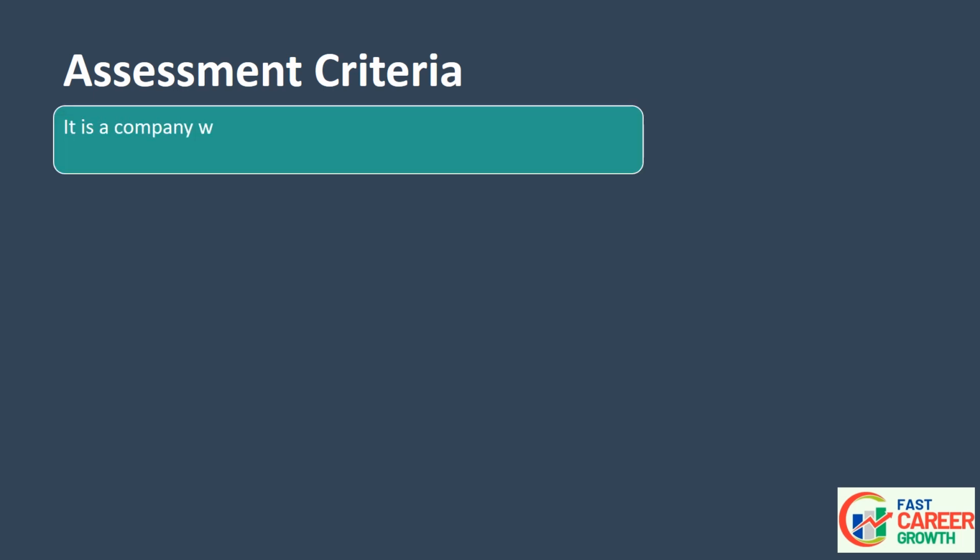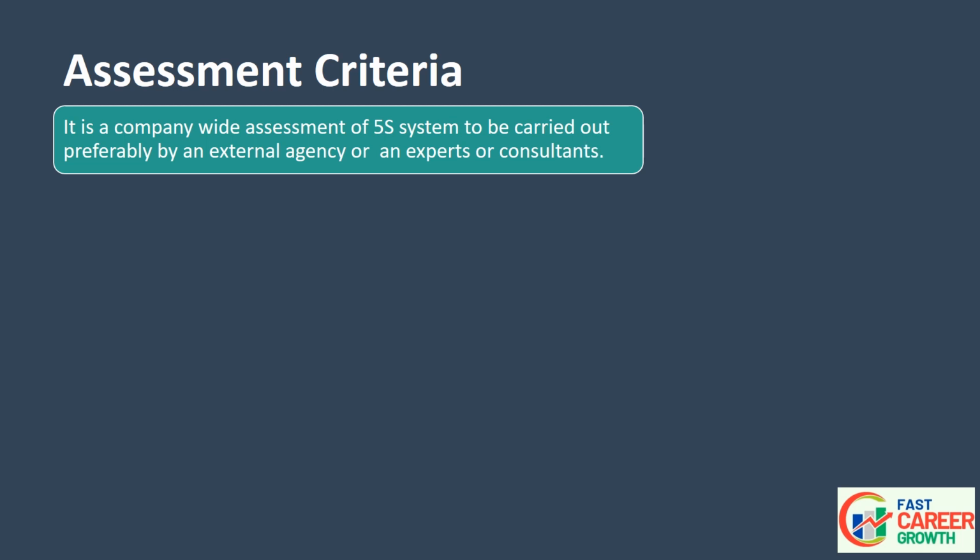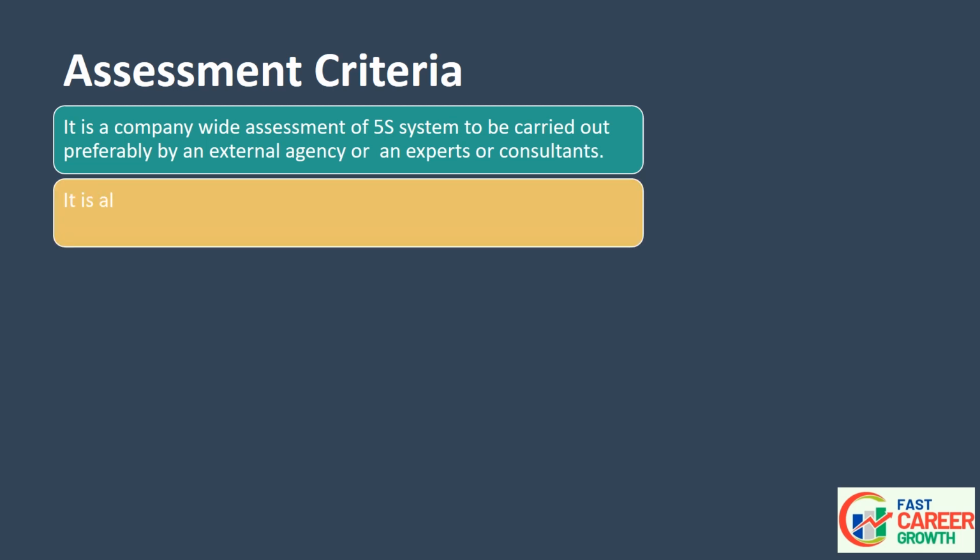Next, assessment criteria. These assessments are crucial tools for organizations to measure their progress in implementing and sustaining 5S practices. Here's a brief recap of key points. It is a company-wide assessment of 5S system to be carried out preferably by an external agency or experts or consultants. It is also preferable to conduct external assessment at least once in 6 months.